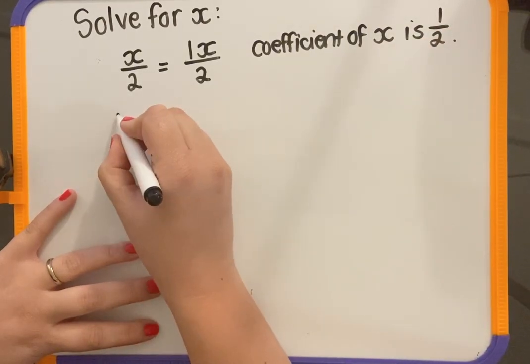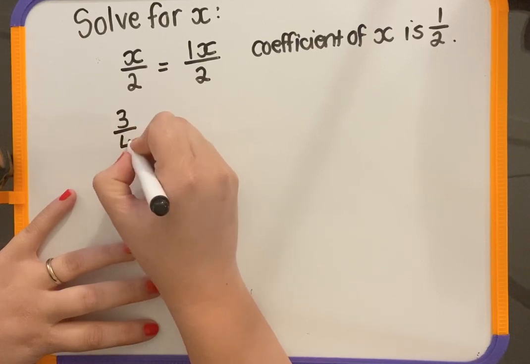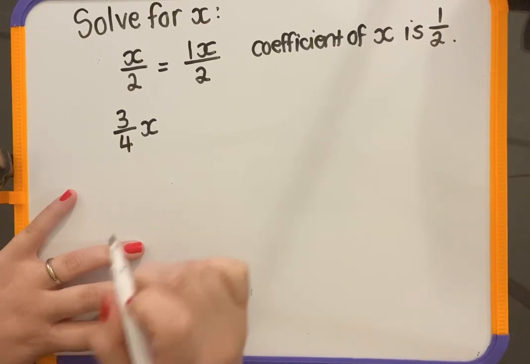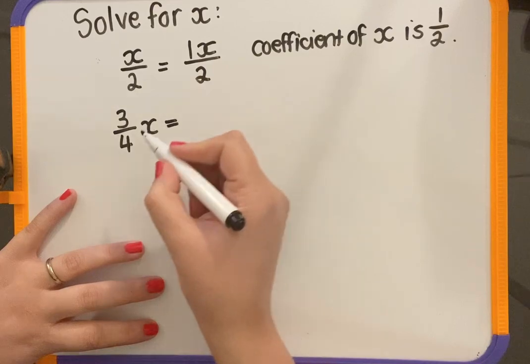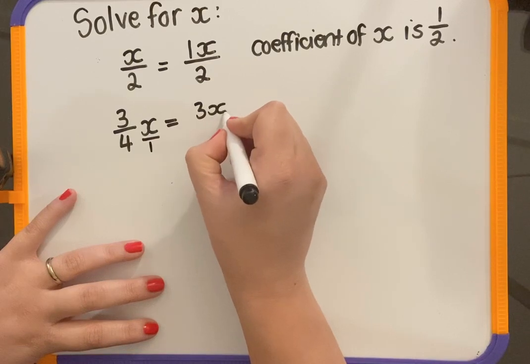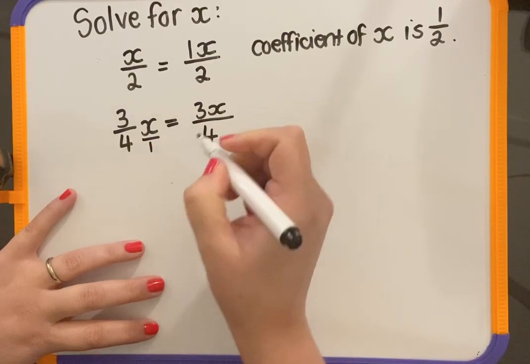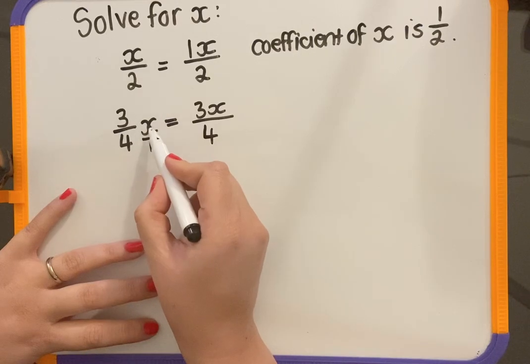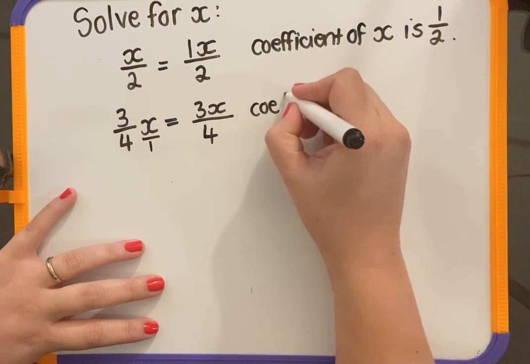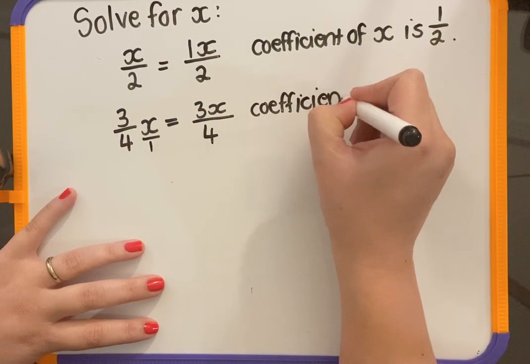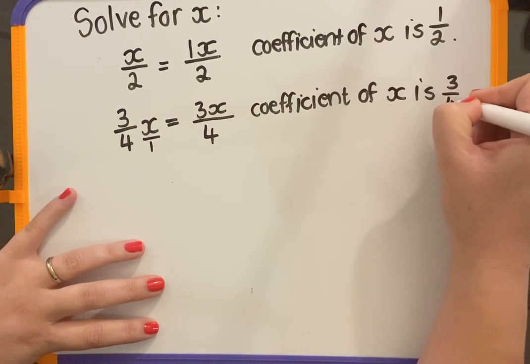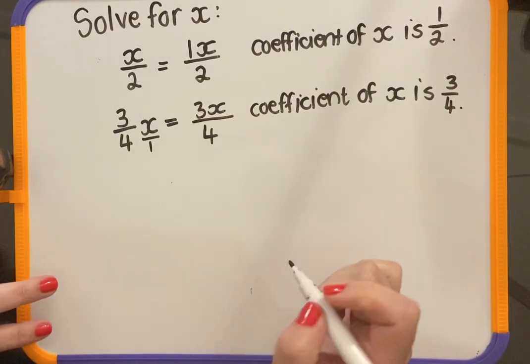Okay? If I give you 3 over 4 x, what does it mean? It means 3 over 4 multiplied by x. So another way we could write this is, remember this x is over 1. So 3 times x is 3x. 4 times 1 is 4. Remember, when we're multiplying fractions, we say numerator times numerator, denominator times denominator. So in this case, the coefficient of x is 3 over 4.